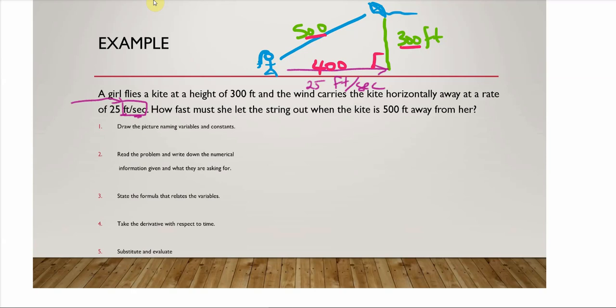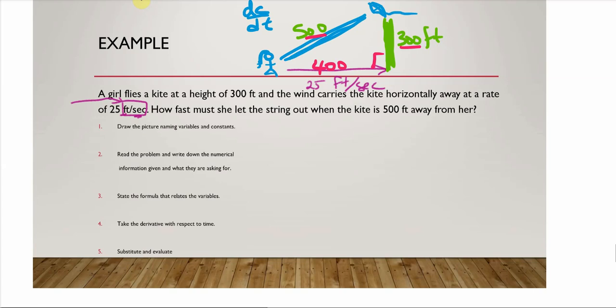Okay, so now what I did was I read the problem, and now what I have to do is, it says how fast must she let the string out? Well, in this side over here, in this part right here, there is no string involved. That's just the height. Okay, so I'm going to find a formula. Well, this is the rate that's being changed here. This is the rate that we're trying to find here. So that's going to be dc/dt. And I chose C because I'm looking at it.